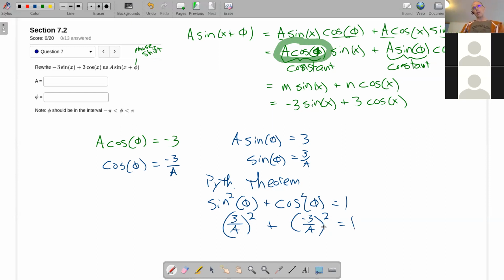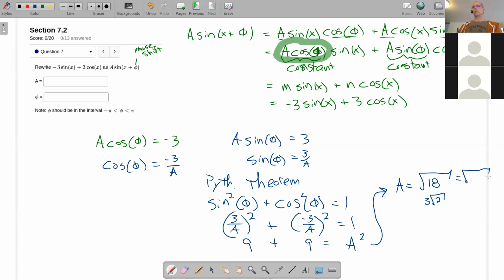Now I'm squaring it, so I have to multiply A squared to the other side. And that's going to leave a -3 squared, which is 9, plus a 3 squared, which is 9, on that side. So this tells me that A has to be the square root of 9 plus 9, or 18. And we could clean that up a little bit. Since 18 is 9 times 2, I could say that is 3 times the square root of 2, because that's the same thing as the square root of 9 times 2, and the square root of 9 is 3. So now I've got the value of A.